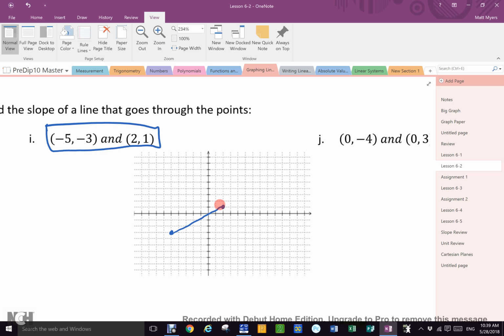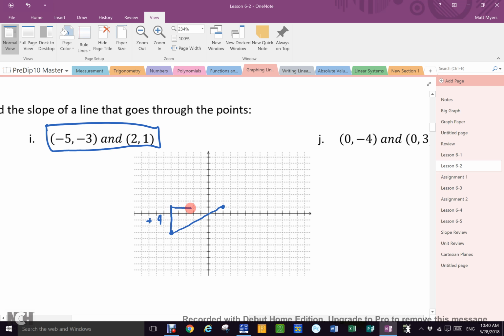Count. Rise how far? 1, 2, 3, 4. Correct? Positive. Run how far? How far? 7. So what's the slope? What's the slope? 4 over 7. Is everybody cool with that?